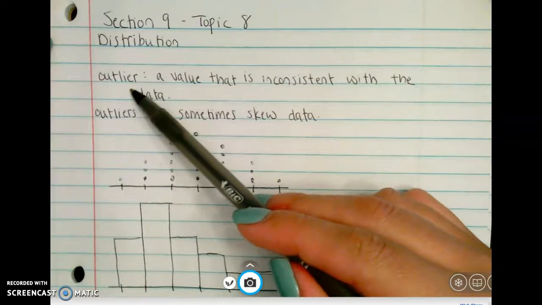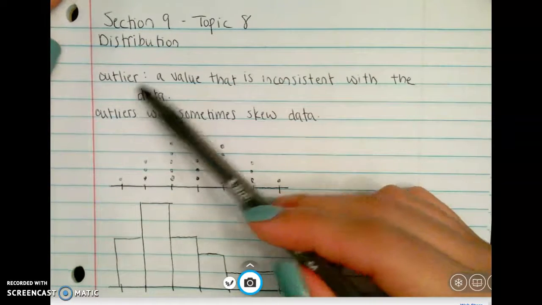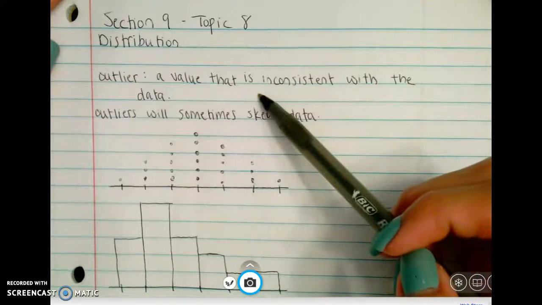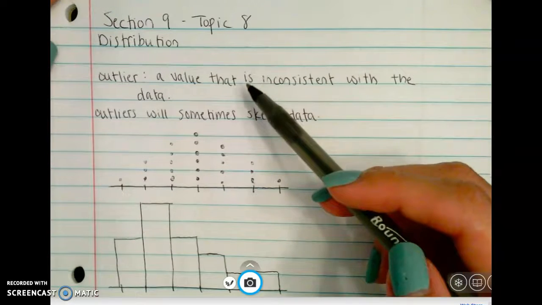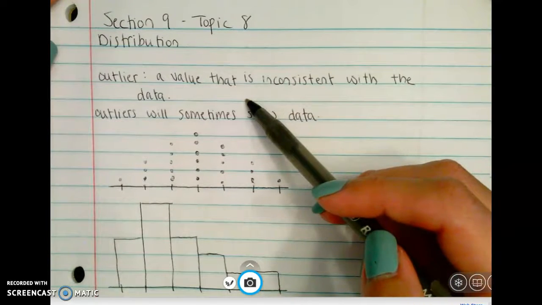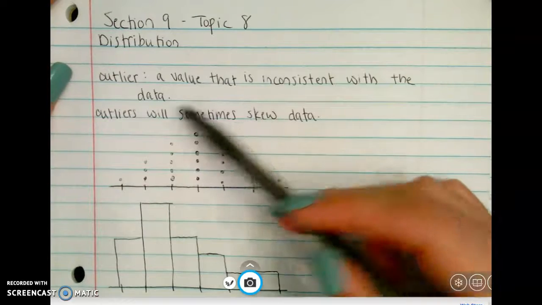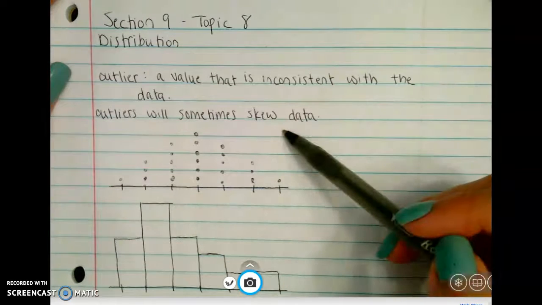So first we need to remember what an outlier is. An outlier is a value that is inconsistent with the data. So it's kind of like a number that doesn't seem to fit. It's too far off from the rest. So outliers will sometimes skew the data.